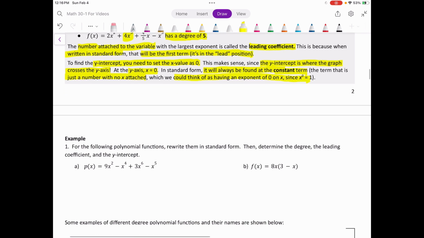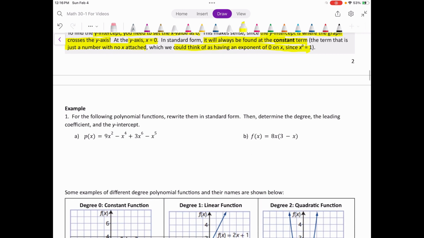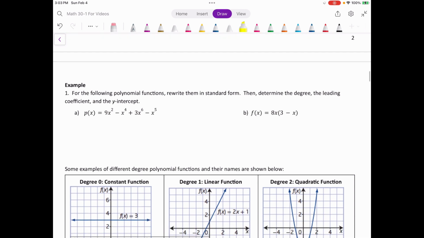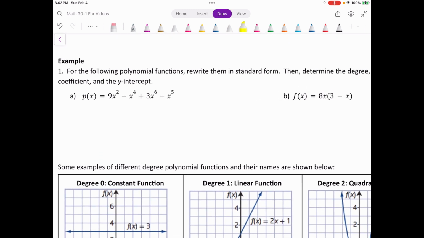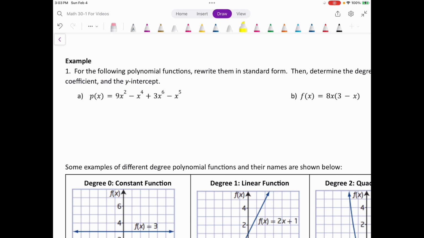Okay, let's try putting this to the test here with an example. Can we use the degree, the leading coefficient, and the constant term to pick out some features of the graph? All right, so let's take a look here. For the following polynomial functions, rewrite them in standard form. Okay, we'll do that first. Then determine the degree, the leading coefficient, and the y-intercept. So really just picking out the information about the equation. I think I said we'd be telling stuff about the graph. We will do that, but for now, just getting used to that vocabulary of degree, leading coefficient, and y-intercept and all that.